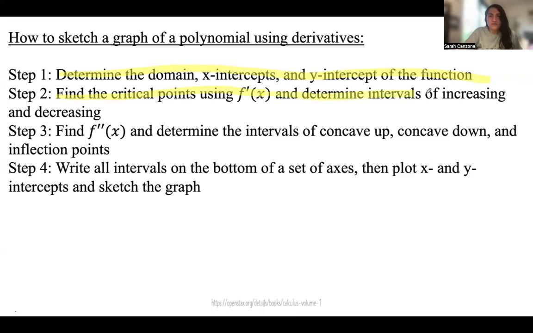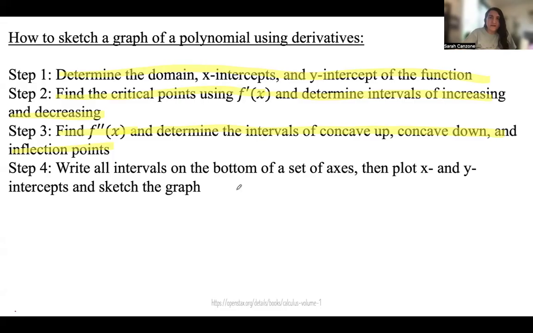Once we do that, we can determine the intervals of increasing and decreasing using a number line. Step three is find the second derivative. Again, set it equal to 0, solve for x. And then we can use that to determine the intervals of concave up, down. And then we can also find the inflection point based on if there's a change in concavity.